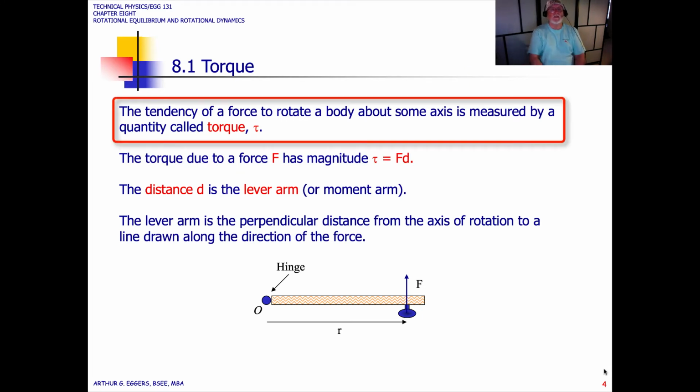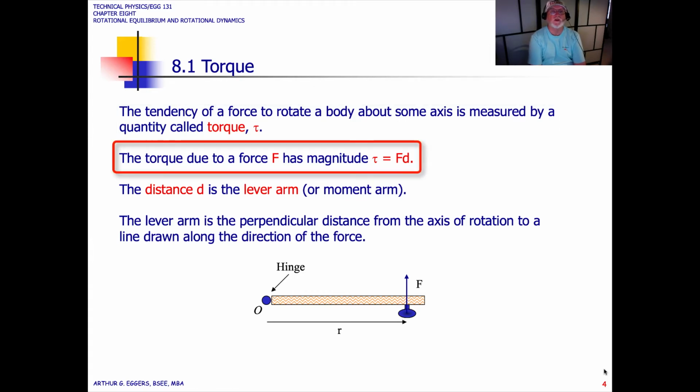So in defining torque, the tendency of a force to rotate a body about some axis is measured by a quantity called torque, and we use the little Greek letter tau to represent torque in our relationships. The torque due to a force, so there's our force, has a magnitude of force times distance. So we're back to, again, our same definition of force or work as force times distance.